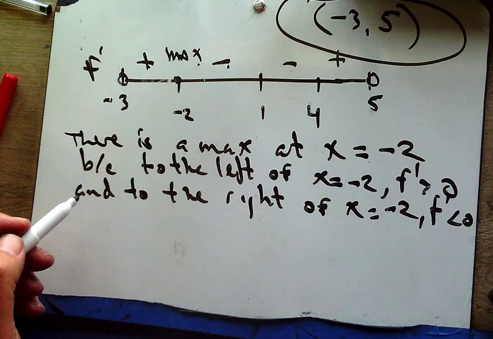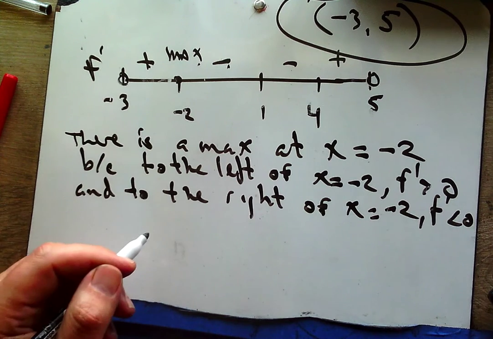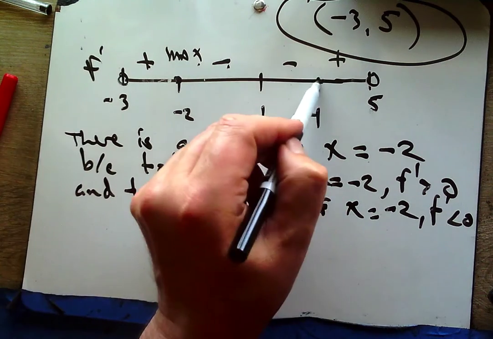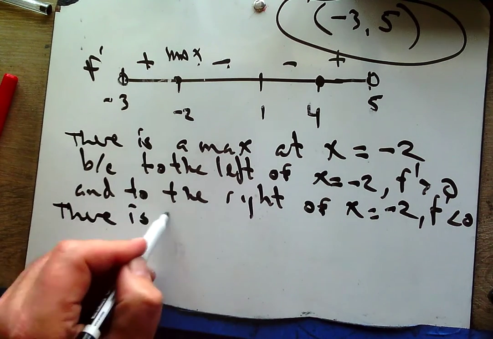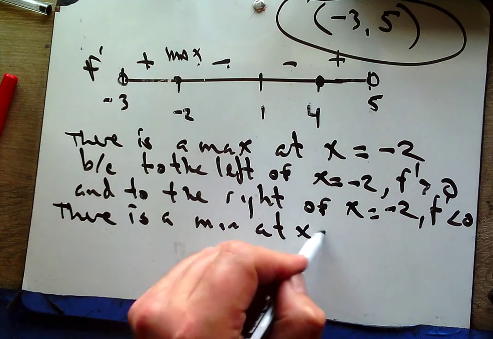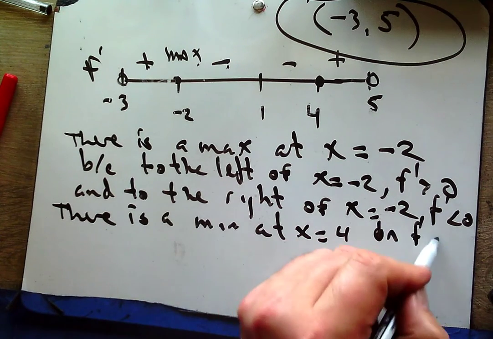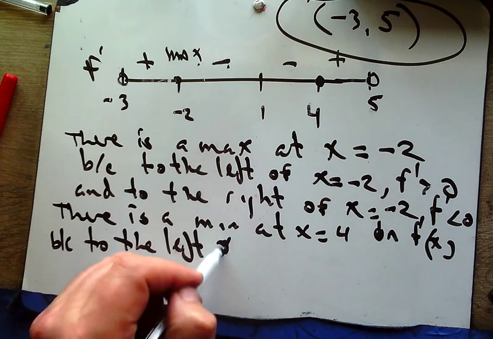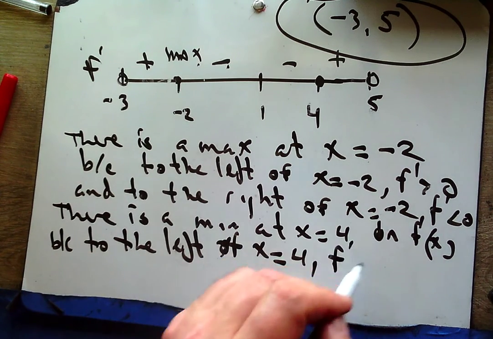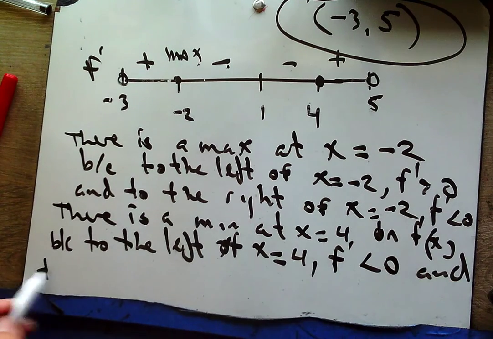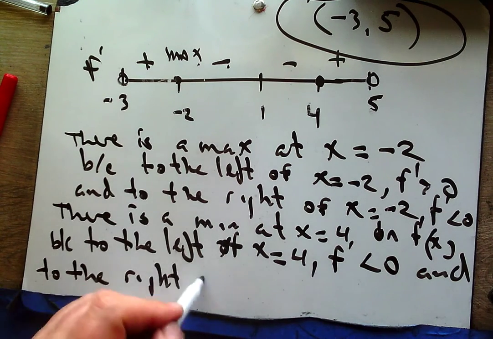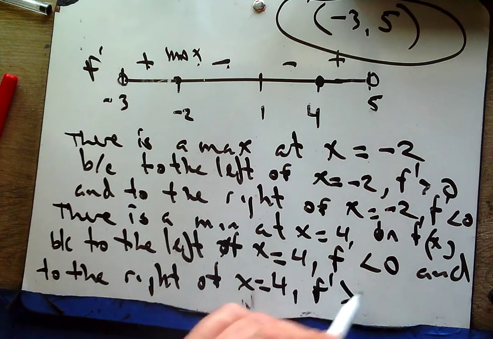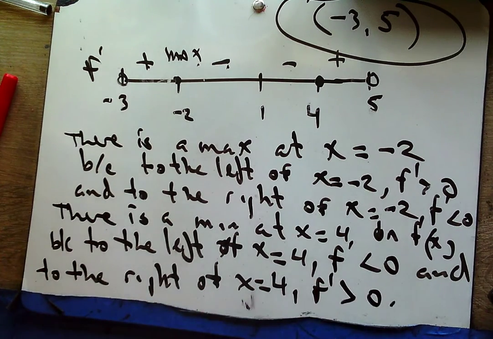Part B. For what values of x does f have a relative minimum? Well, I have a minimum when f prime goes from negative to positive. There is a min at x equals 4 on f of x because to the left of x equals 4, f prime is less than 0, and to the right of x equals 4, f prime is greater than 0. So that's part A and B.